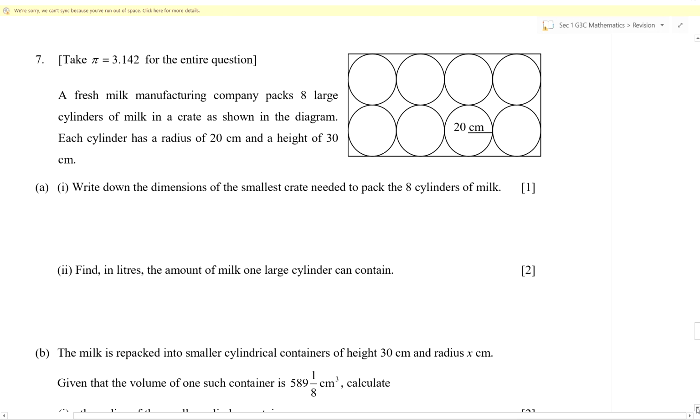Okay, now question 7. 8 packs of large cylinders of milk. Strange, huh? Cylinders of milk. Never seen before. Have you seen it before? Cylinders of milk.